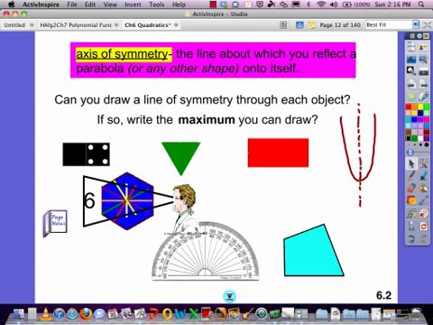So make sure you realize not everything just has one line of symmetry. You've got to take different perspectives for different shapes. But parabolas, we're going to stick with, in this case, they have one line of symmetry.